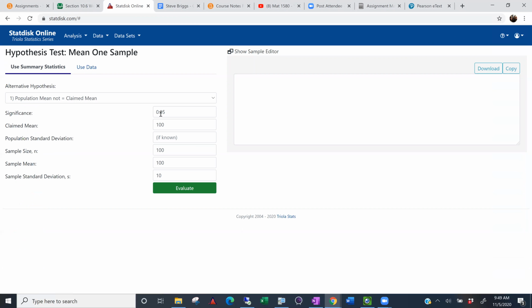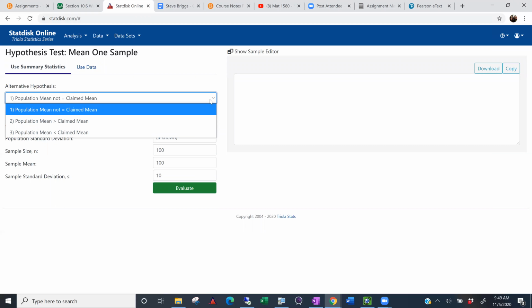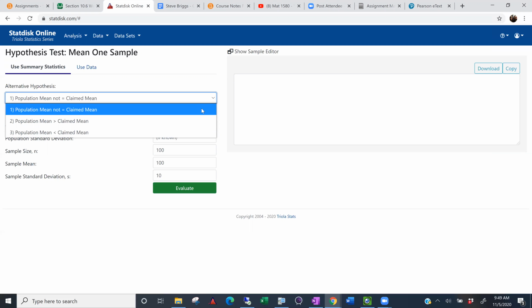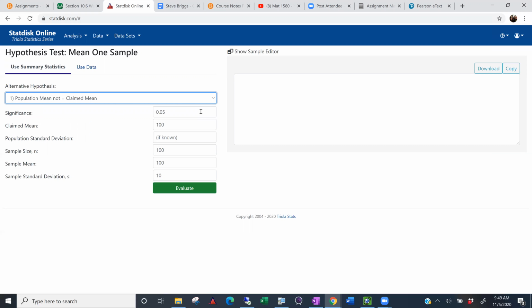Okay, so the first thing we need to do is look at our alternative hypothesis. You've got three choices. Is the alternative hypothesis mu is not equal to something, mu is greater than something, or mu is less than something? 1, 2, or 3. Which one should I choose? One. I'm thinking 1 looks good. Our significance level was 0.01. Ooh.